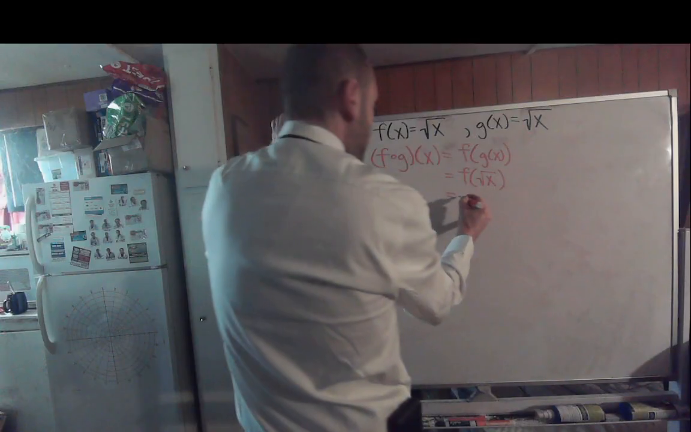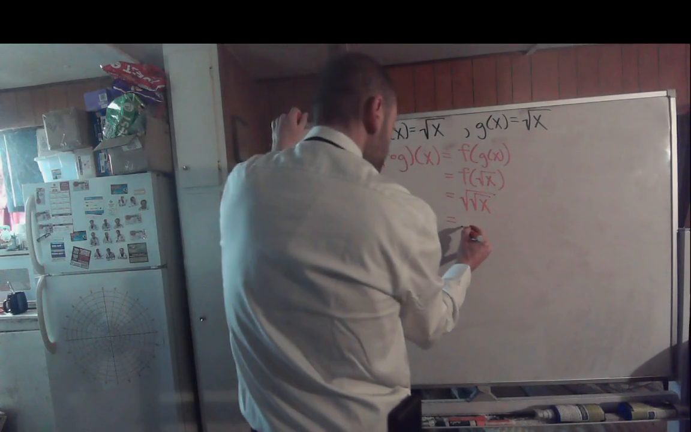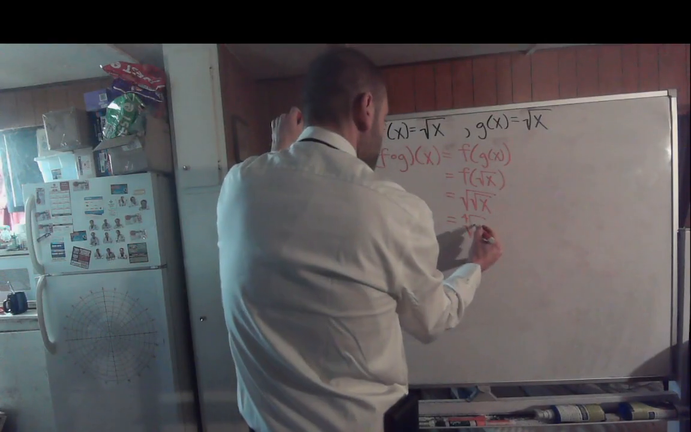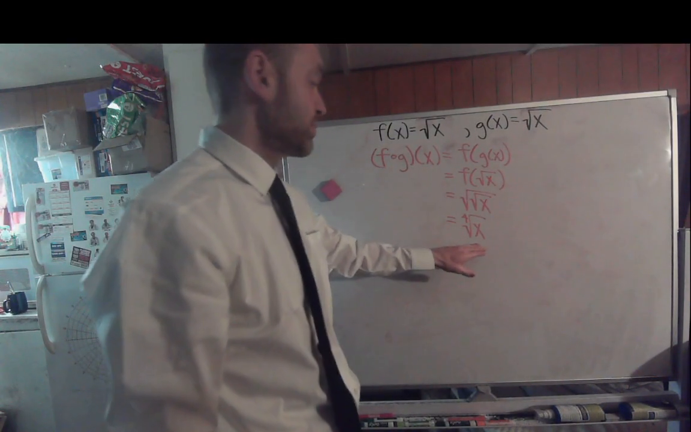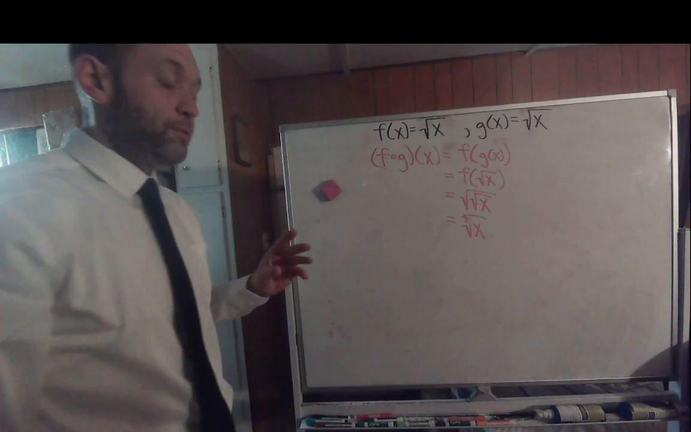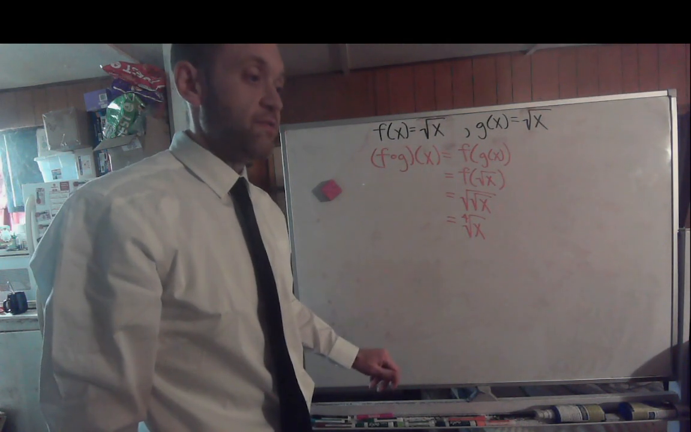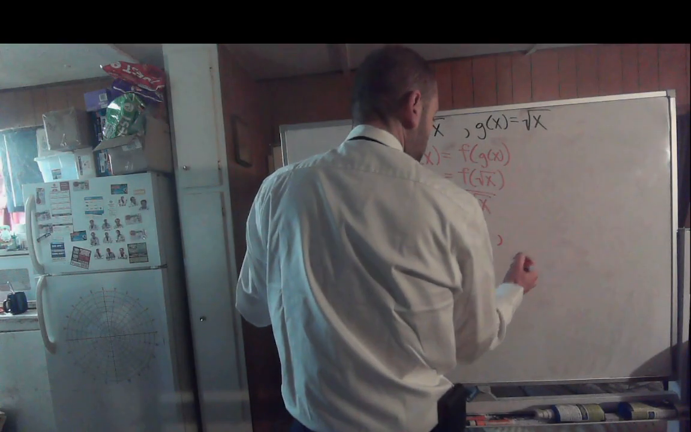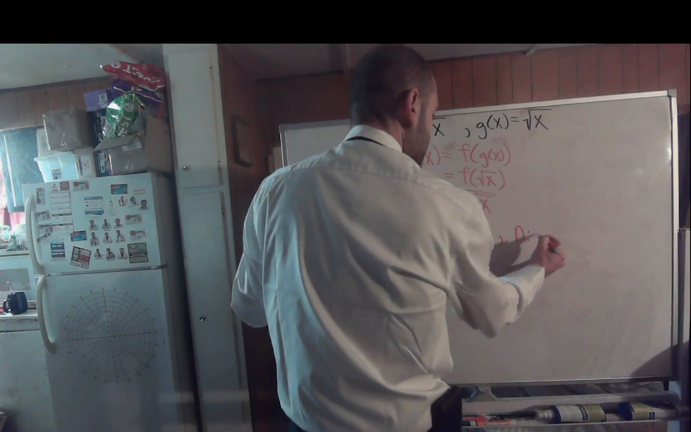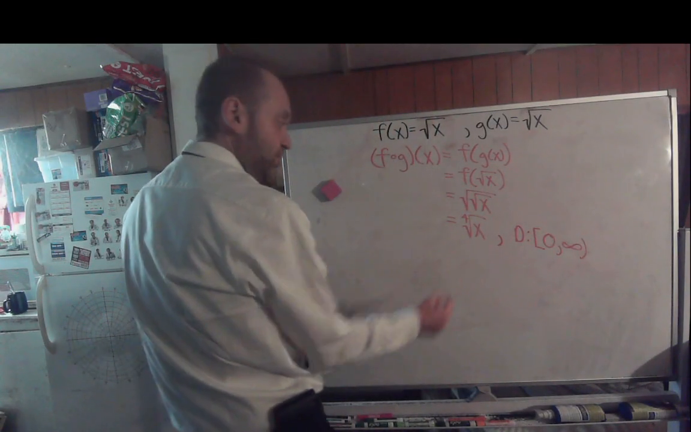which would mean you're going to have the square root of the square root of x, which is going to simplify into the fourth root of x, because the square root of the square root is the fourth root. So f composition g of x is the fourth root of x. Now, much like a square root, even number roots are only defined for 0 or positive values. So your domain is such that x is greater than or equal to 0, or the domain is from 0 inclusive to infinity, however you'd like to say it.